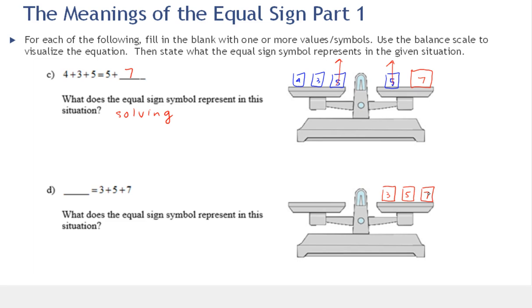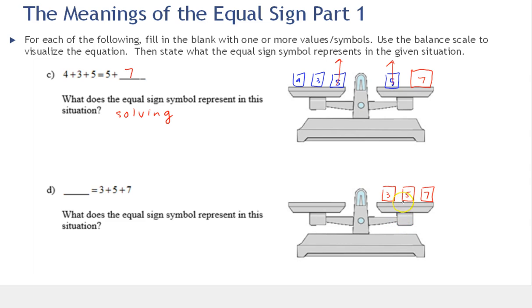Now notice, it doesn't matter what side of the balance scale you put the values on. It doesn't change it at all. Meaning that I could put 3, 5, and 7 here, or I could put it here, and it would be equivalent. You could think of how you would look at this scale from either direction, and it wouldn't matter.